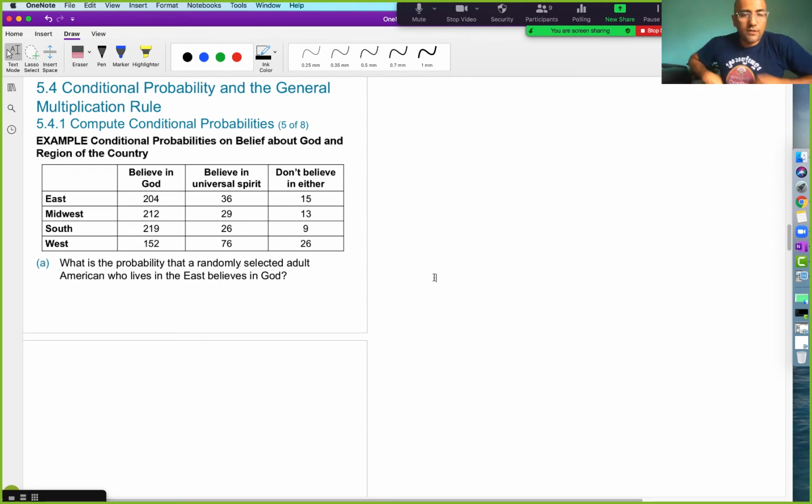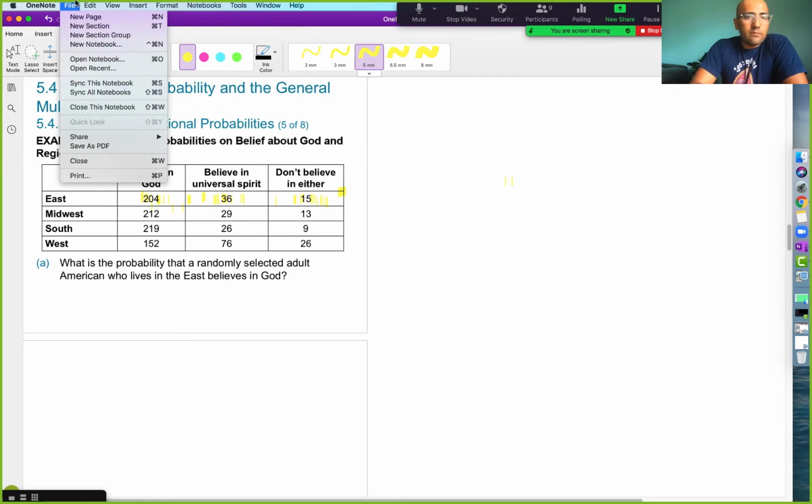Hope it doesn't crash. Anyway, so part A. What is the probability that a randomly selected adult American who lives in the East believes in God? Okay, so the fact that we said who lives in the East means that we are focusing our attention only on those that live in the East. So let's highlight this. If we're just going to be focusing our attention on these people, this thing is really unhappy right now. That was not pretty.